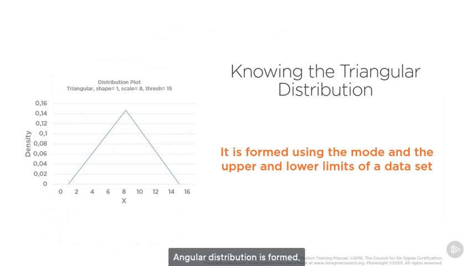A triangular distribution is formed using the mode and upper and lower limits of a dataset. Pause the video and take a look at our sample.